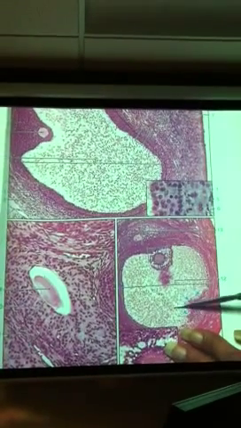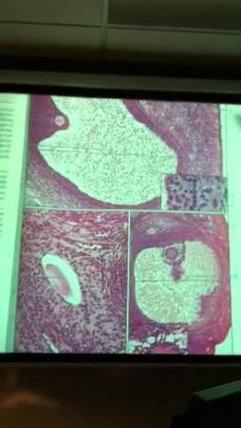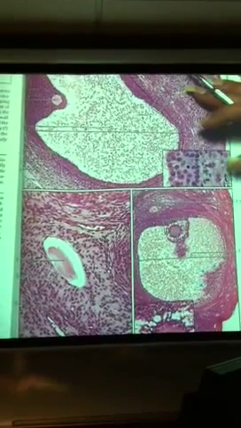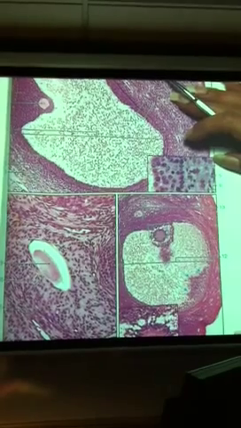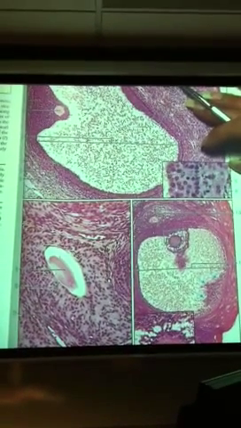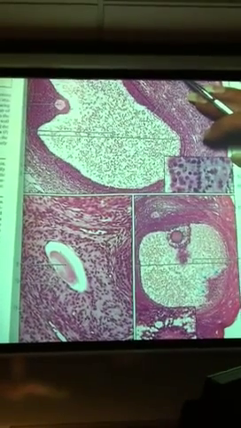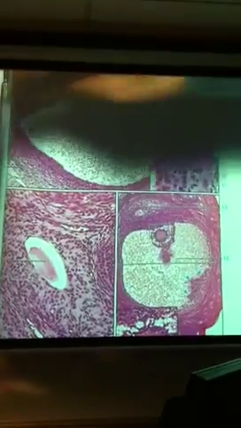Okay? Now the antrum in some of your slides might look like an empty space. Don't be alarmed, because that's just a fluid-filled cavity. Okay? So be able to differentiate between a primary follicle and a Graafian follicle. Okay, let's see if you could do that. Let's take a look at what you got.